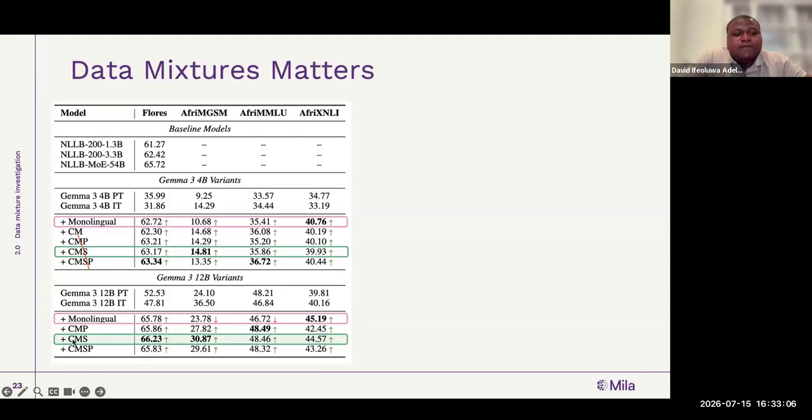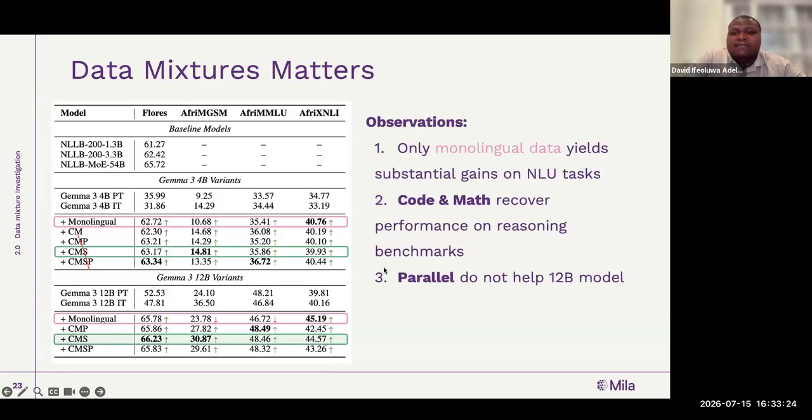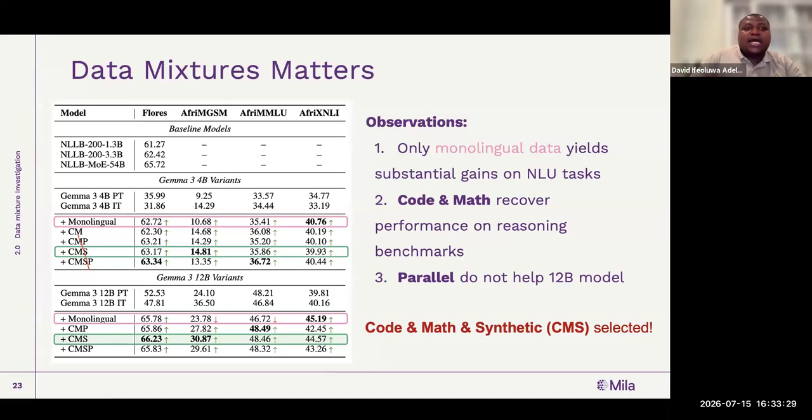So for example, for code, math, and synthetic data, we consistently improve for Flores, we consistently improve for math reasoning, we kind of improve for MMLU, even though we don't exceed the pre-trained version. I think MMLU is just more difficult to improve over. And then we also improve over XNLI. So eventually we just selected code, math, and synthetic data as our data mixture. That was the best we could do there. Okay. And after a while, because we don't have infinite compute, we stopped our exploration after this.